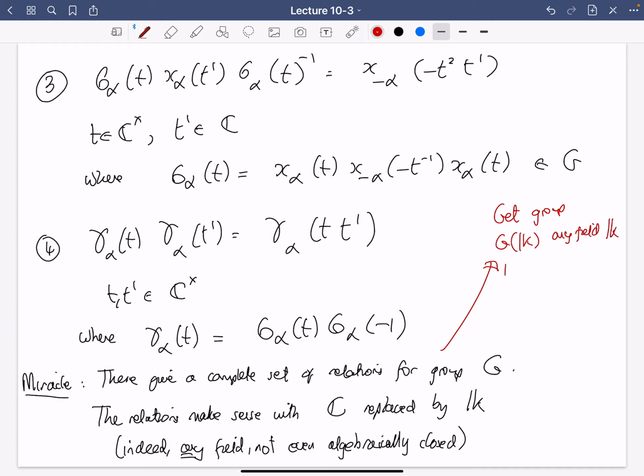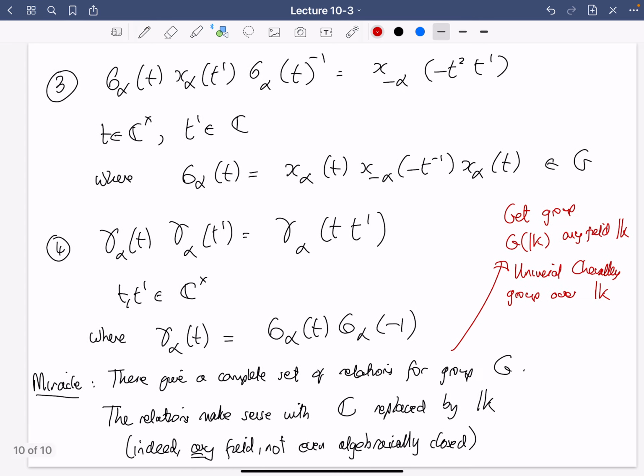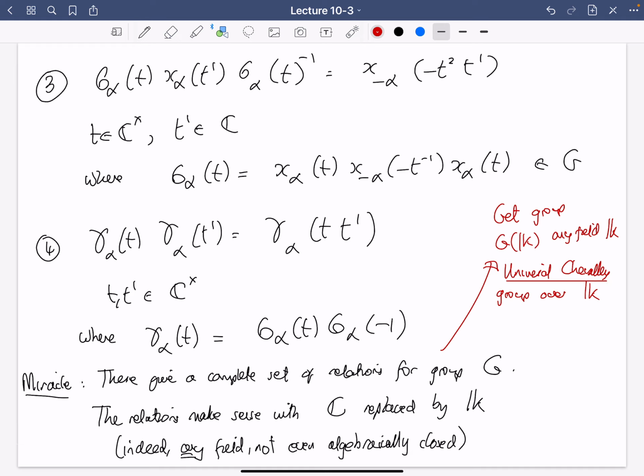This is the universal Chevalley group over k. And so I think this was Chevalley's great achievement to understand that these groups could be defined essentially over the integers. They make sense over any field at all, these relations that have been written down here.